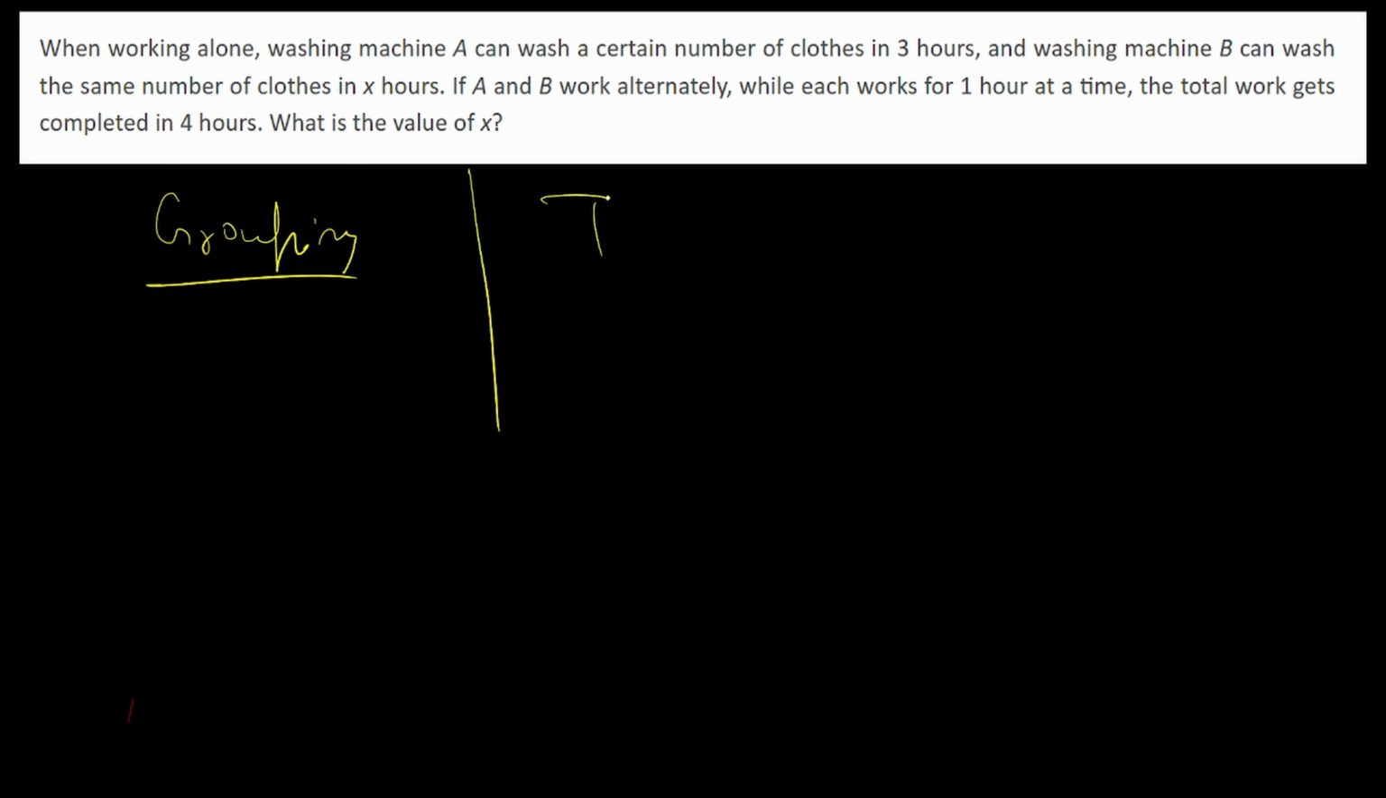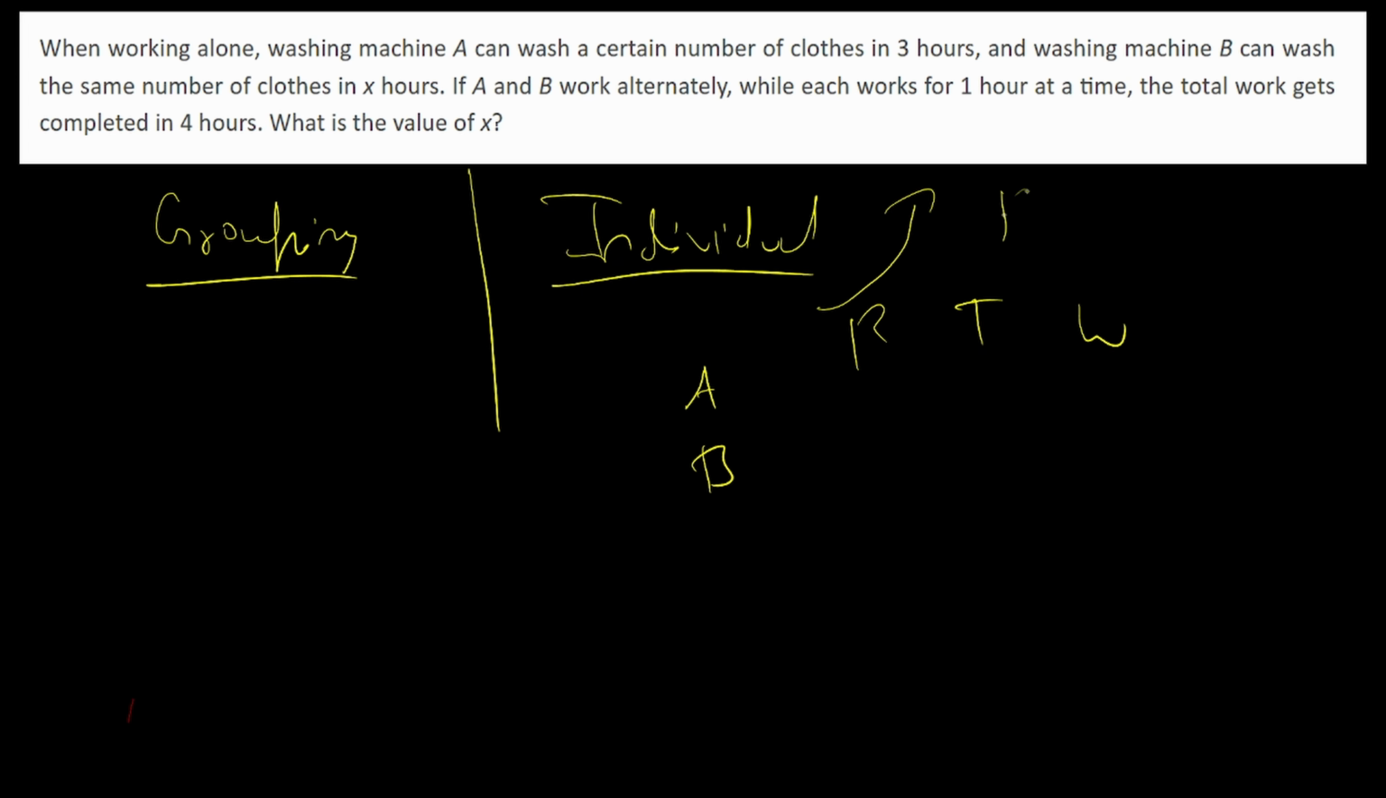Second is individual. For the individual method, the above question is actually for the individual method only. You just have to create one table. What table is it? Let's suppose you have A and B, the RTW approach. Your rate is equal to work upon time. I hope you know this.